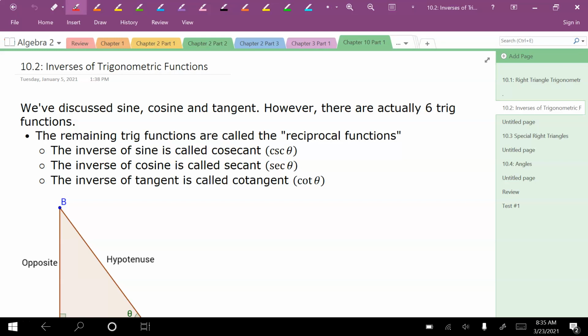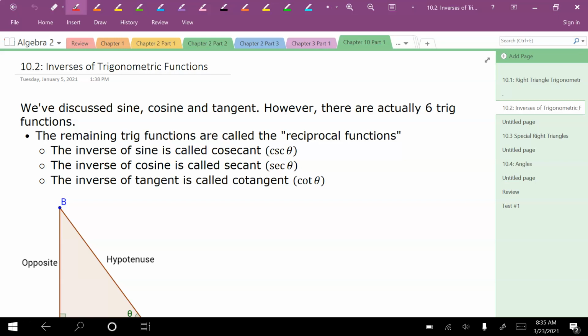or reciprocal functions. So remember, a reciprocal is when you take a number, like in a fraction form, and you flip it upside down. So when I'm doing the inverse of sine, it would be 1 over sine. And the inverse of cosine would be 1 over cosine. So we have special names to represent those.